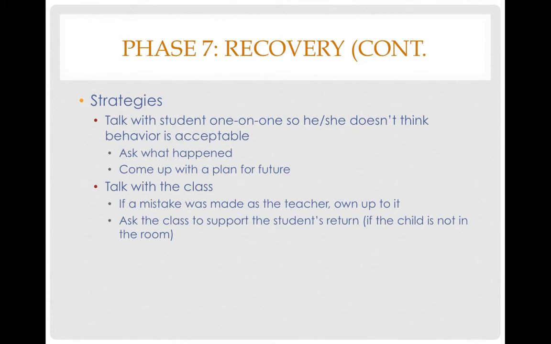It is important to ask the student what happened and come up with a plan for the future. Use some of the strategies that had been mentioned in the earlier phases of the acting out cycle. Also talk with the class. If a mistake was made as the teacher, own up to it. Meaning, if you felt you said something that was sort of out of line due to frustration, apologize for it. If you feel that you did something that might have set the child off, again, apologize for it and address it. Also, if the student that had the acting out behavior is not in the room, talk with the class and ask the class to support the student's return.